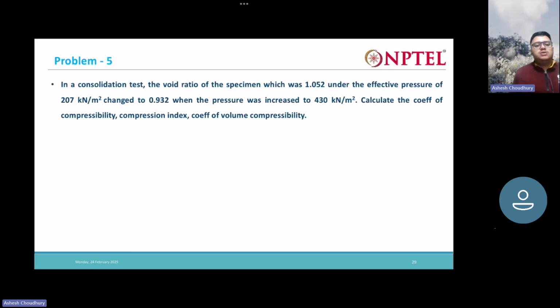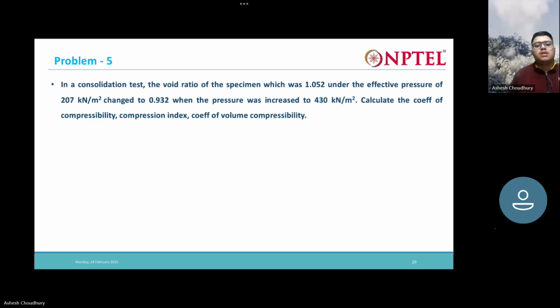Next, in a consolidation test, the void ratio of the specimen, which was 1.052 under the effective pressure of 207 kilonewton per meter square, changed to 0.932 when the pressure was increased to 430 kilonewton per meter square. Calculate the coefficient of compressibility, compression index, and coefficient of volume compressibility.